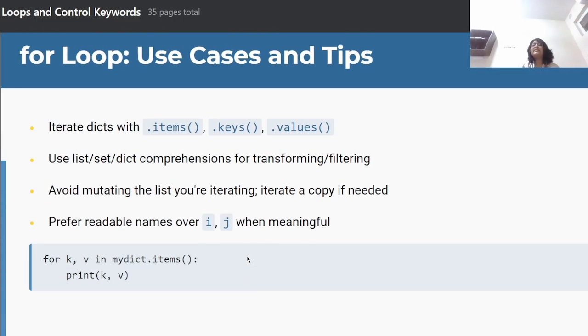For loops, use cases and tips. Some use cases and tips are: it is generally used with lists and patterns for transforming, filtering, mutating a list, iterating through a particular list to find a particular value, printing a particular pattern, a particular sequence, a particular series. These are all examples where for loops are used.